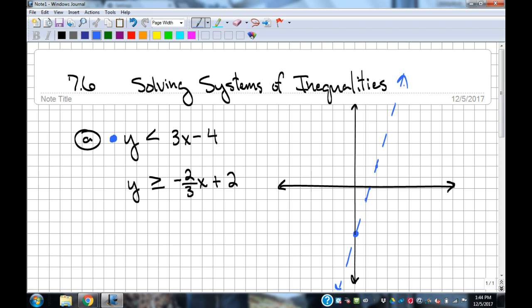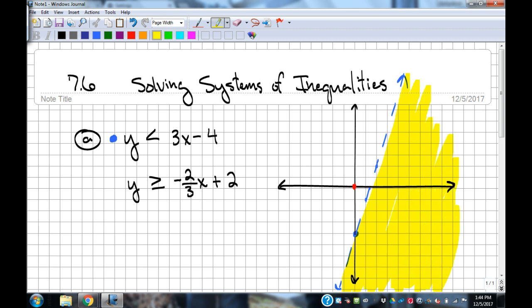And the shading comes in with the test point idea. What point did I try to test a lot when we were doing this? 0, 0. The origin is always a good test point. If I plug 0, 0 into that inequality, is 0 less than negative 4? No, it's not. 0 is bigger than negative 4. So my shading would be away from the test point because 0 is not less than negative 4. So I would shade that side.